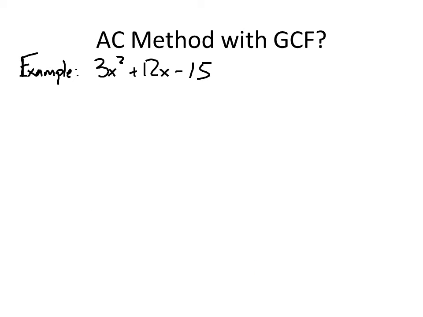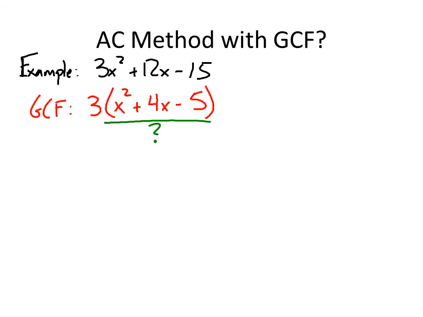Now, you can see here, I call this slide AC method with GCF, but I put a question mark. Because again, this is why you want to look for the GCF ahead of time. You look at this problem, 3x squared plus 12x minus 15, and you think to yourself, a is 3, a is bigger than 1, I have to use the AC method. But you also realize 3, 12, and 15 are all multiples of 3, so I should be able to use the greatest common factor here. So I do. I factor out a 3, and that leaves me with x squared plus 4x minus 5.